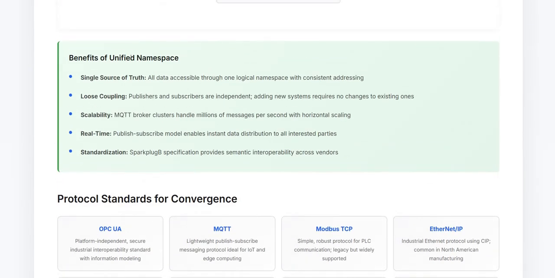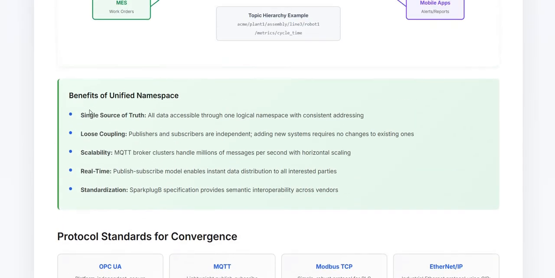Okay, and small benefit parts. The reason teams adopt this model is clarity, right? One logical data address space replaces point-to-point links. Producers and consumers stay independent. On scalability, scale increases by adding broker capacity, and updates propagate instantly. And shared data meaning removes vendor-specific guessing.